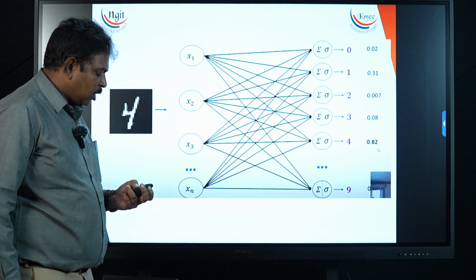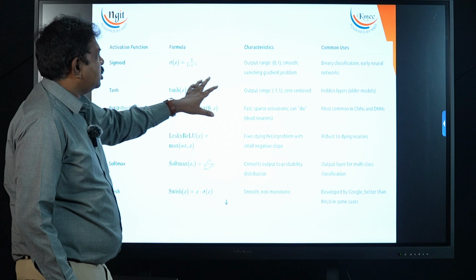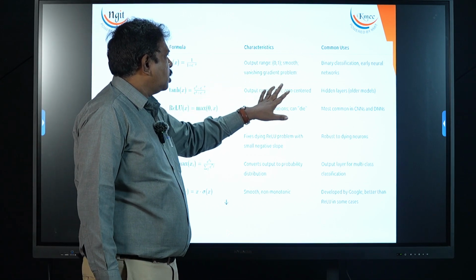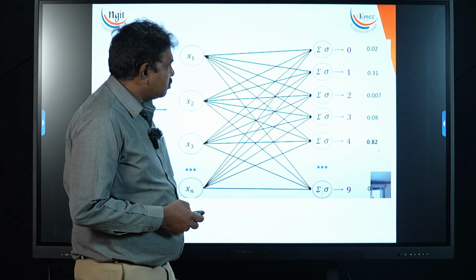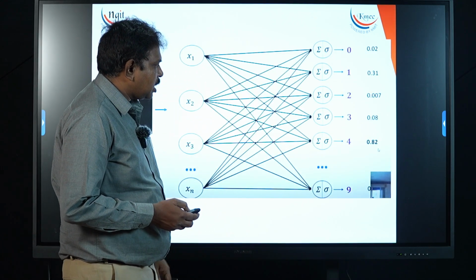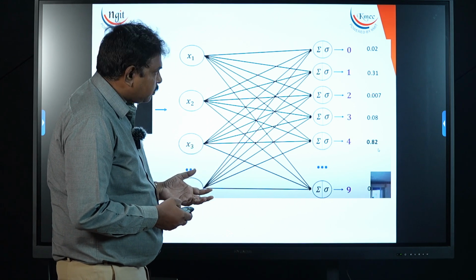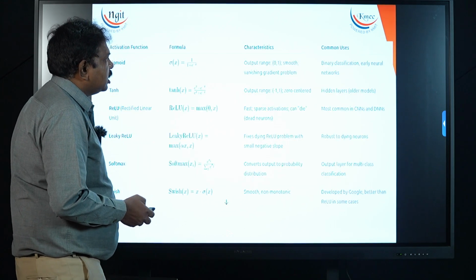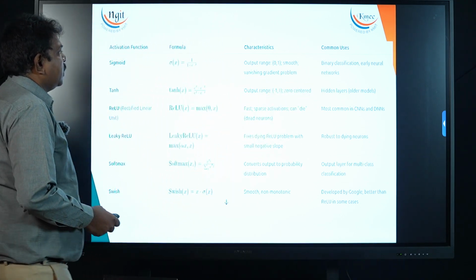What are the different functions that are available? Sigmoid function: its output range is 0 to 1, and it is smooth. Basically, we use the sigmoid function at the output layer for binary classification, where there are only 2 classes, dog and cat. In such classification, if you apply a sigmoid function at the output layer, it is easy for us to classify.